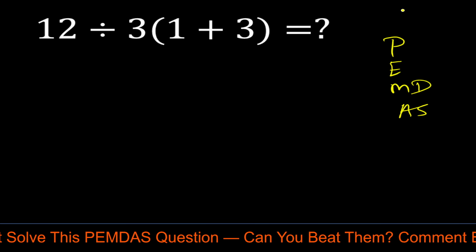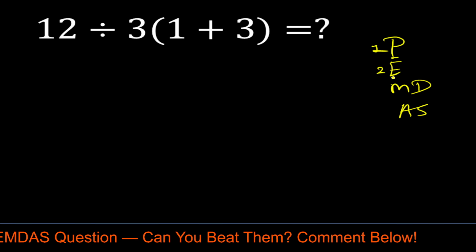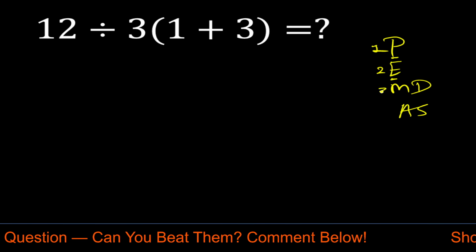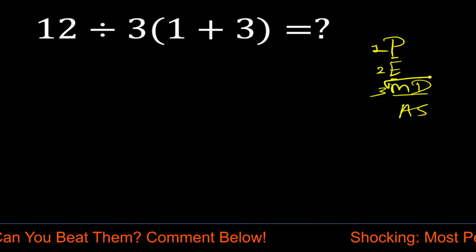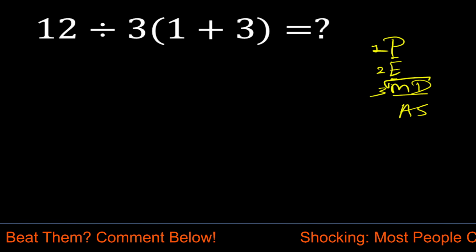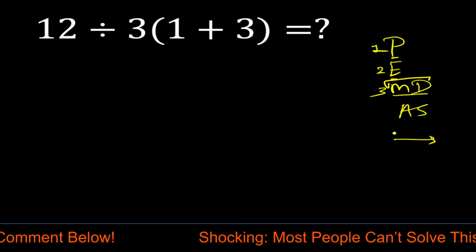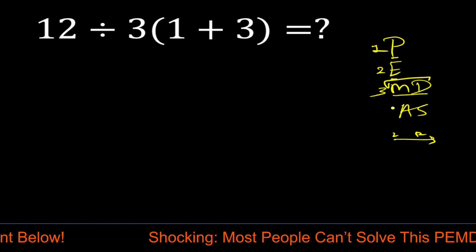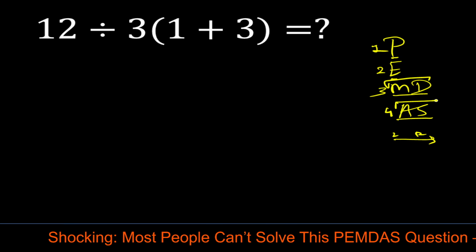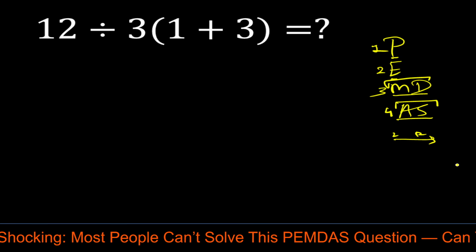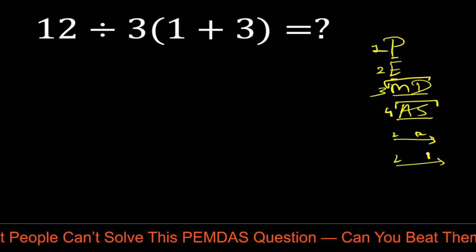P-E-M-D-A-S. According to the PEMDAS rule, first priority is parentheses, then second priority is exponents, then third priority is multiplication and division. Here multiplication and division both have equal priority. So we have to solve it from left to right. Then fourth and last priority is addition and subtraction. Also addition and subtraction both have equal priority. So we have to solve it from left to right.